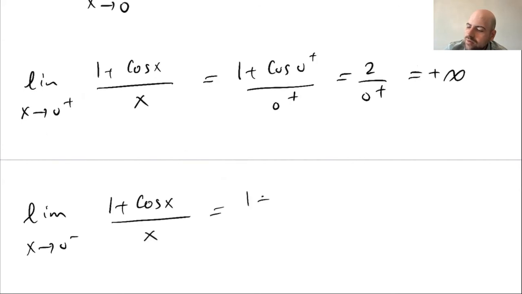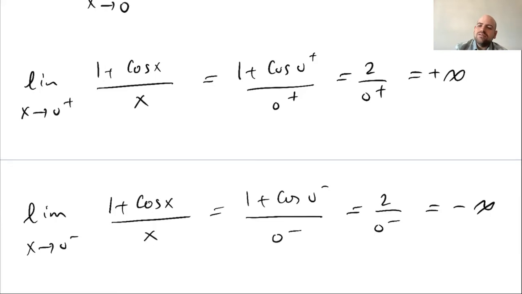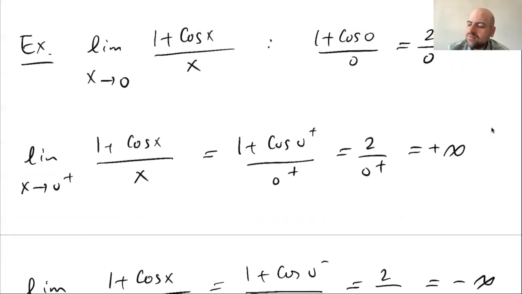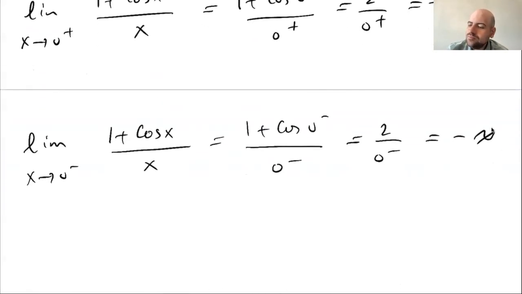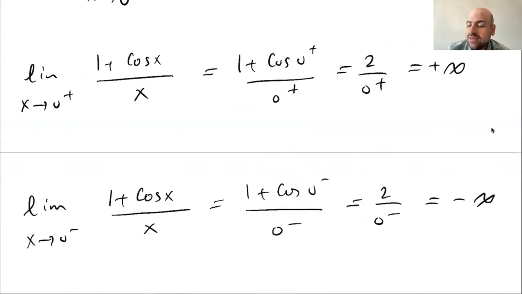This is 1 plus cos 0 minus over 0 minus. This is 2 over 0 minus. This is minus infinity. So the right limit is plus infinity. Left limit is minus infinity. And the whole limit does not exist. Even the one-sided limits still do not exist.